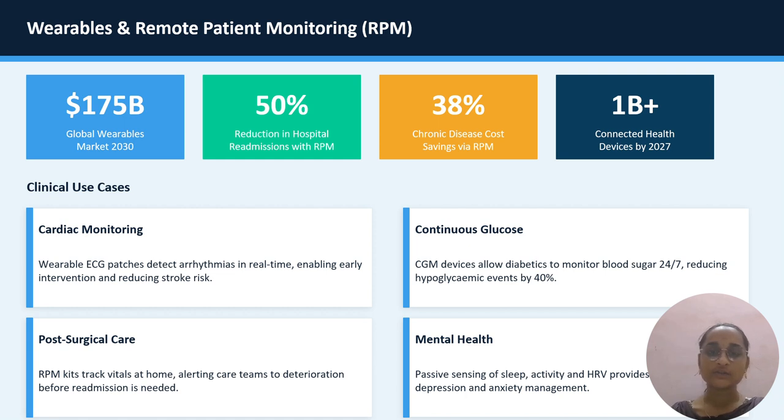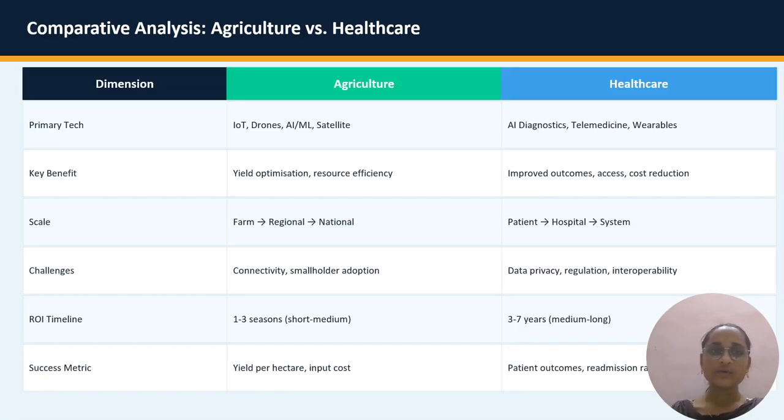And then main conclusion of this slide, wearable plus RPM move healthcare from hospital to homes. They enable early interventions, cut cost, and improve outcome for chronic and post surgical patients. And we see about the next slide. The slide is comparative analysis agriculture versus healthcare. It's a table that compares how digital transformation plays out in these two industries across six key dimensions. Dimension, agriculture and healthcare. Main conclusions.